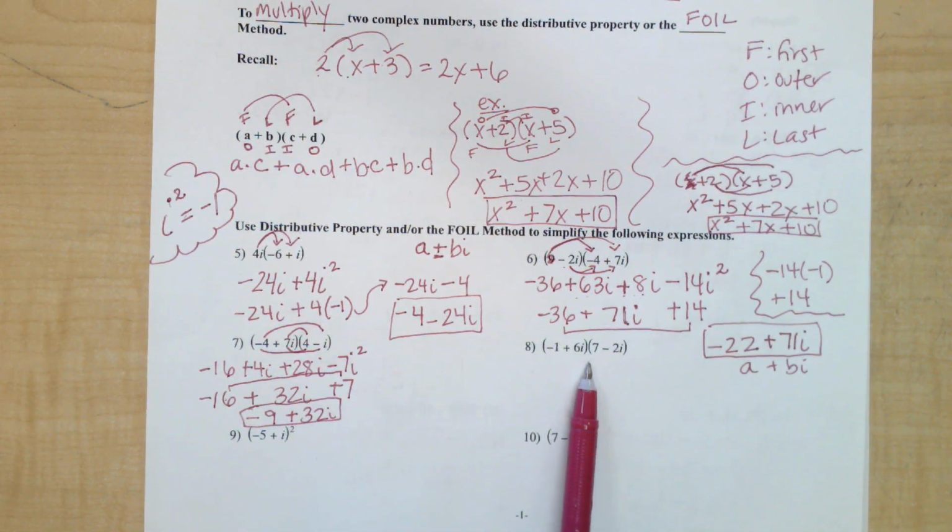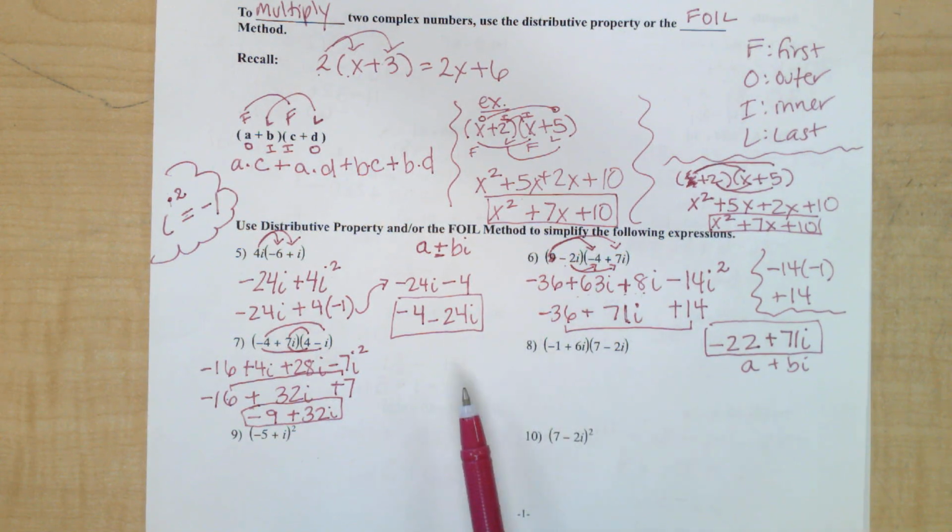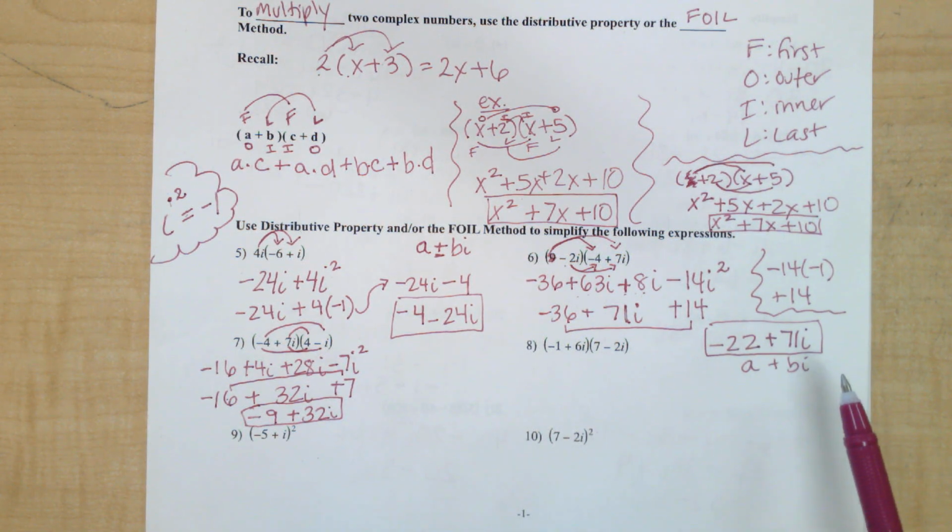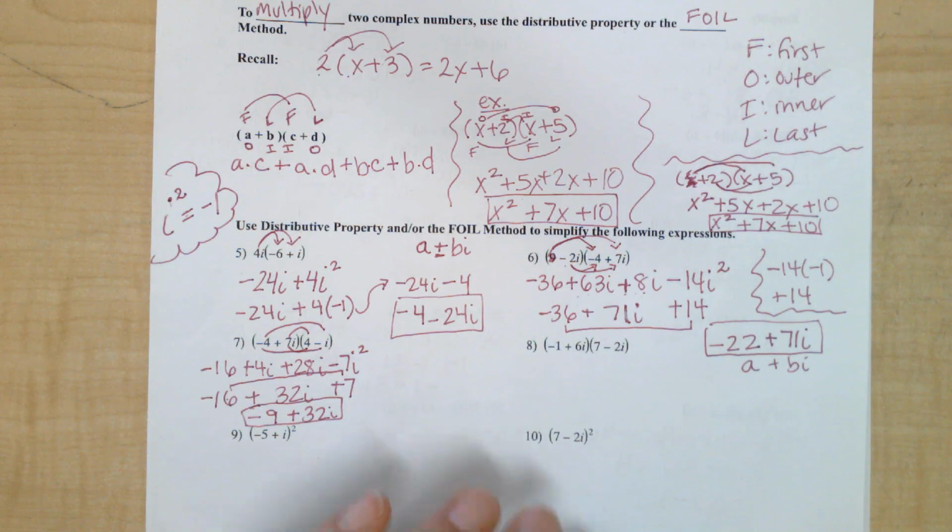Now, if you want to try number 8, either way, using double distributive or using FOIL, either way works. If you want to pause it and then check your answer, you're more than welcome to.